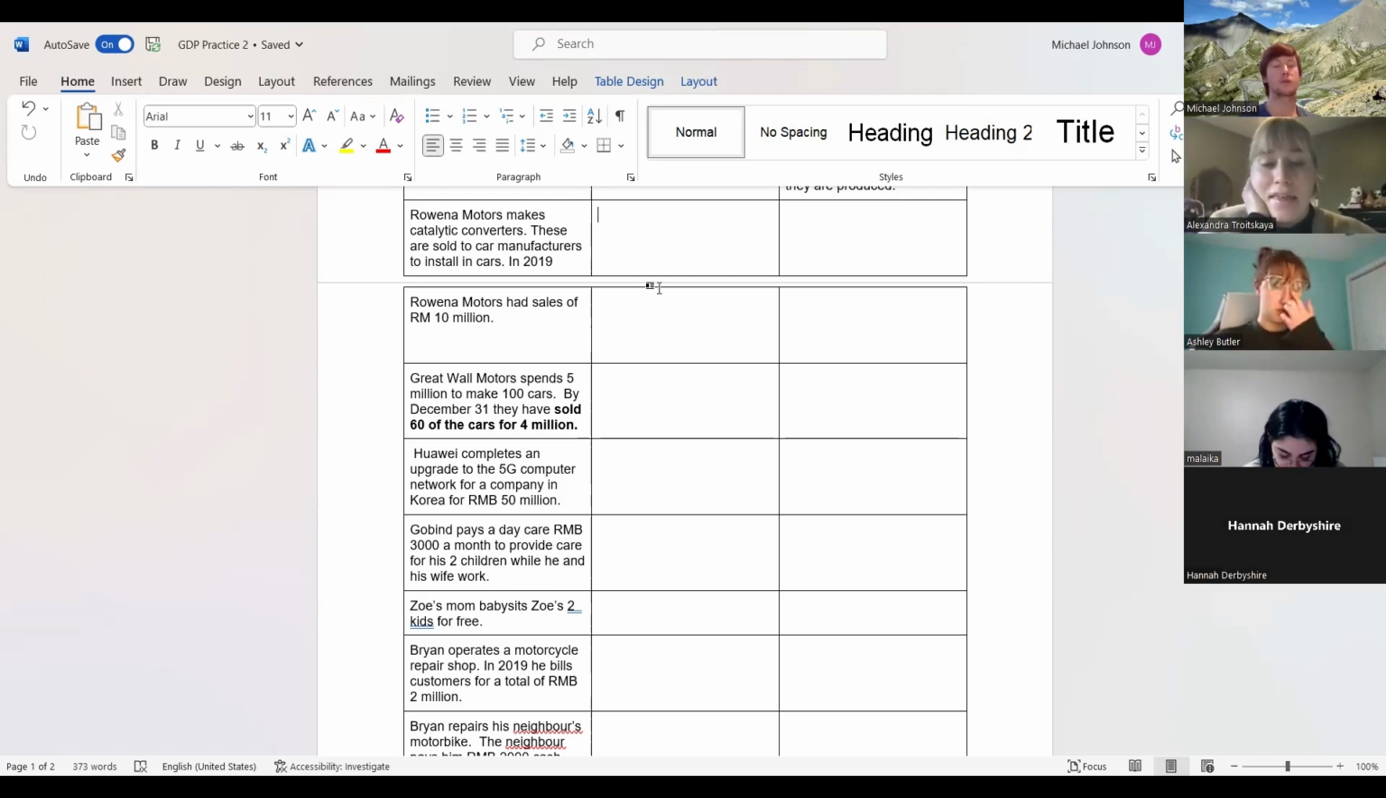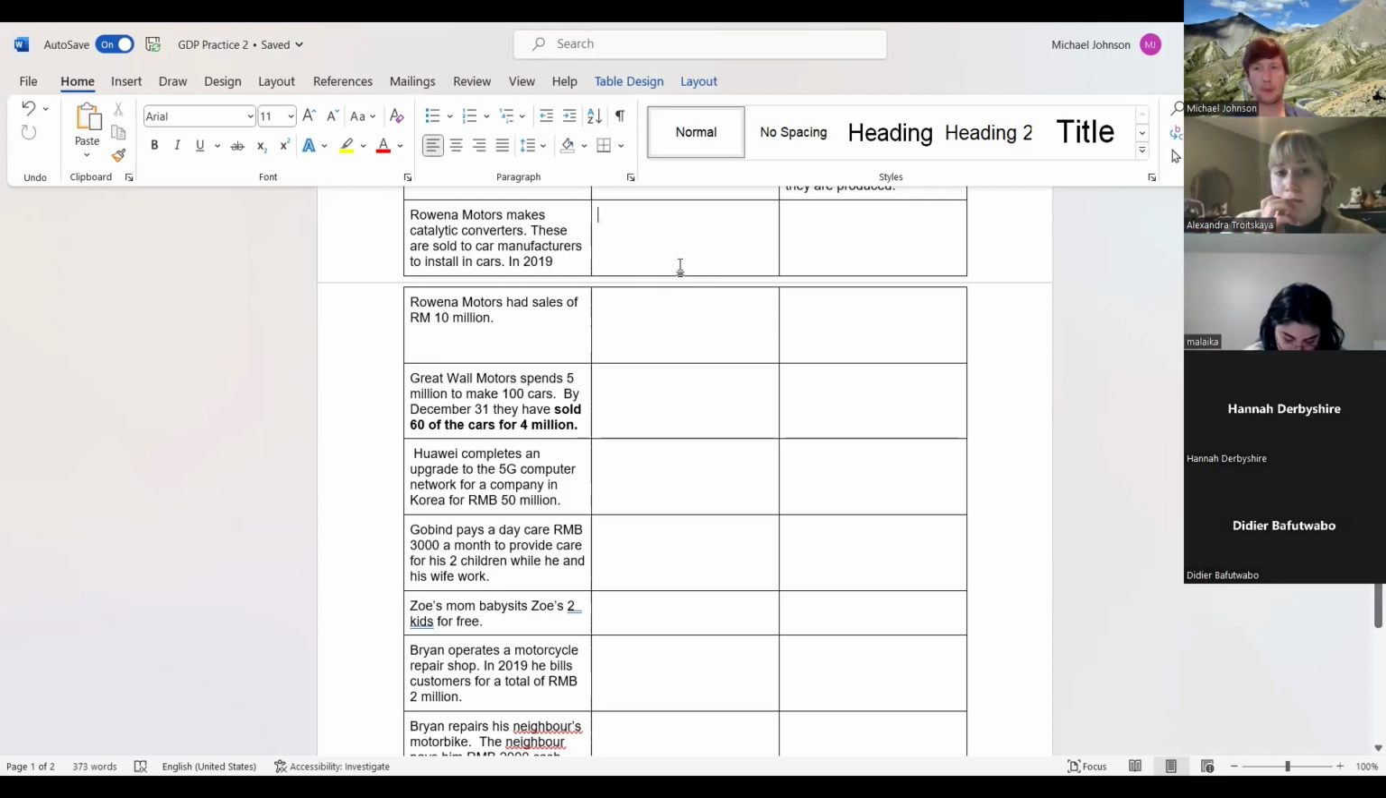True. I think if the manufacturers of cars sold 10 million worth of cars, then we could have said that it goes up, but not in this case. I think because it's not a final product that it stays the same, since the GDP doesn't calculate other stuff that's not the final products. I guess so. Yeah, exactly.